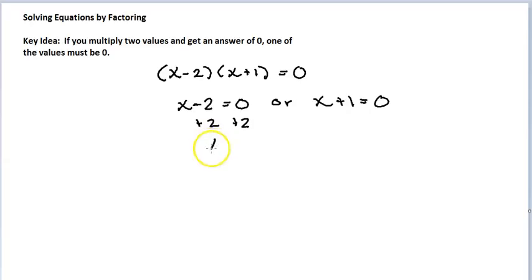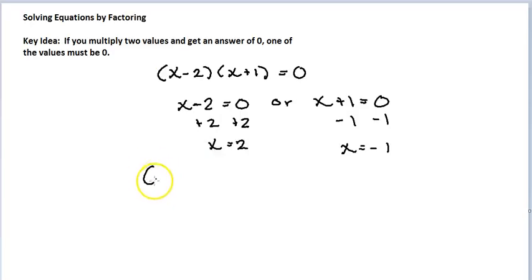Here I'm going to add 2 onto both sides and get x equals 2. Here I'm going to subtract 1 from both sides and get x equals negative 1. And so I now know that x equals 2 or x equals negative 1. And both of those are solutions to this equation, the original.